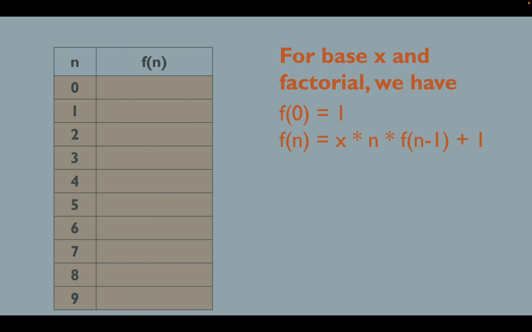We can generalize this for all of x. So for base x and factorial, we actually have the first term being 1, and then it will go x times n times the previous number plus 1.